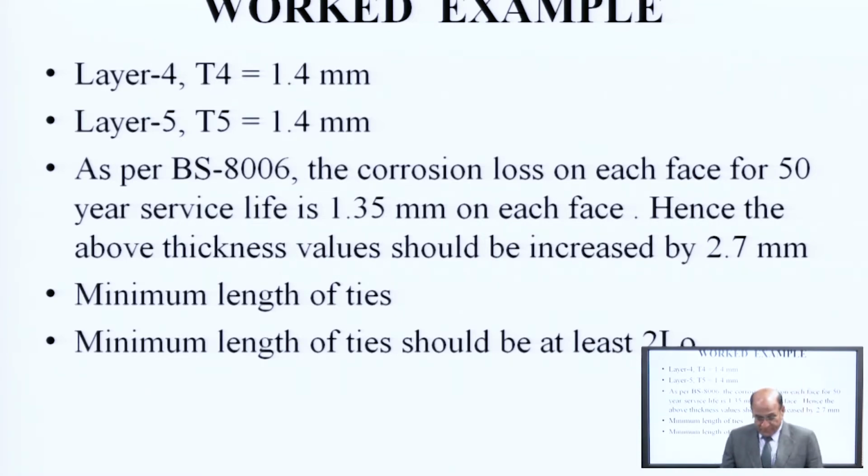As per BS 8006, the corrosion loss on each face for a 50 year service life is 1.35 mm on each face. Hence, the above thickness value should be increased by 2.7 mm, double of the one side. So the minimum length of tie should be equal to 2 into L0.